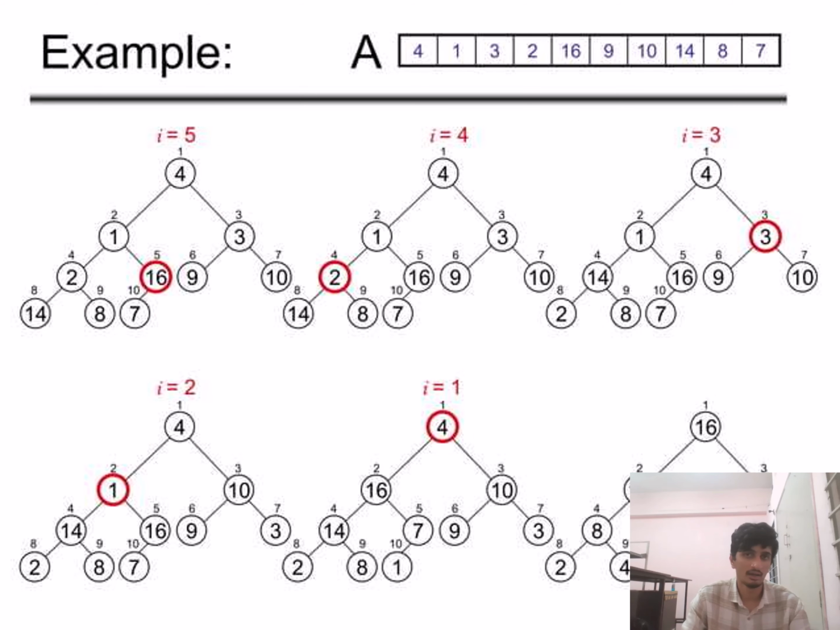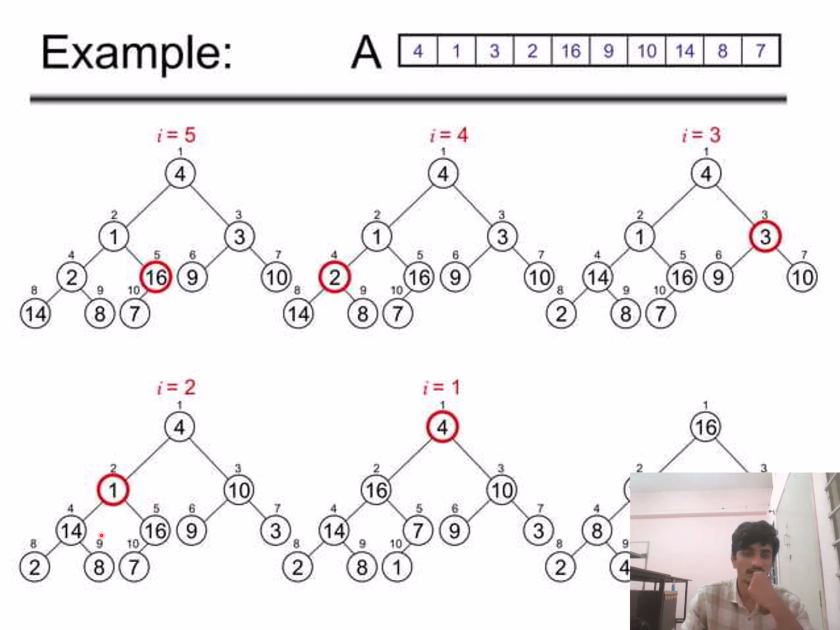Here the array A is given as 4, 1, 3, 2, 16. Like this, the heap is constructed like 4, 1, 3. But to get the heap value, 1 is lesser than 16, so 16 should come here. And 14 is greater than 2, and 3 is lesser than 4.